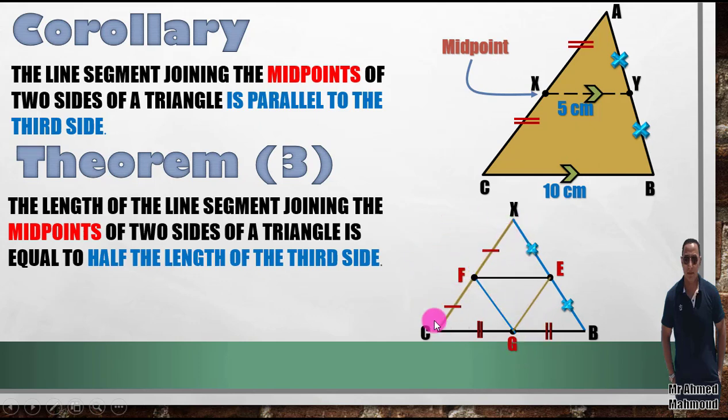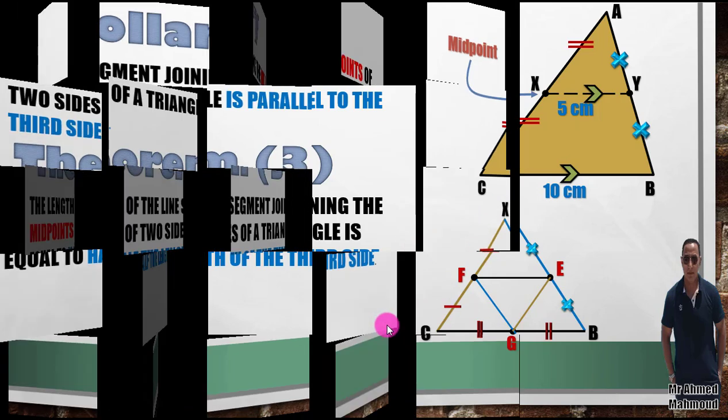Again, EG is parallel to XC and equals its half. Finally, FG equals half XB and is parallel to it. So each line segment equals half its opposite side of the triangle. Okay.